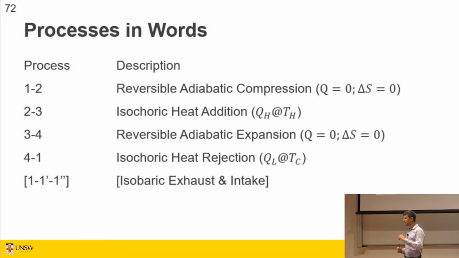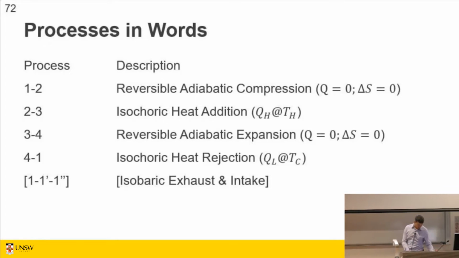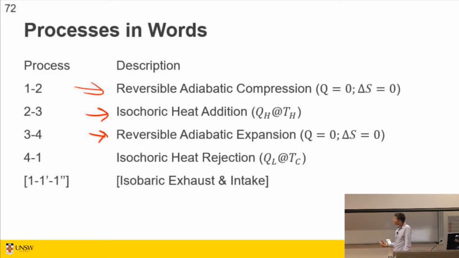So similar to the Carnot cycle, the first thing we do is we compress our gas, in this case. Then we have isochoric heat addition. Isochoric, not isothermal. So very quickly, we add heat. Then we have reversible adiabatic expansion. So do reversible expansion. And then we reject the heat.